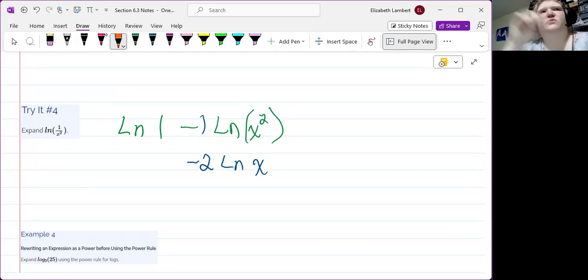E is a base, raised to some power equals 1. What power gives us a 1, regardless of the base? That is our good friend 0. So our actual answer is -2 times the natural log of x.